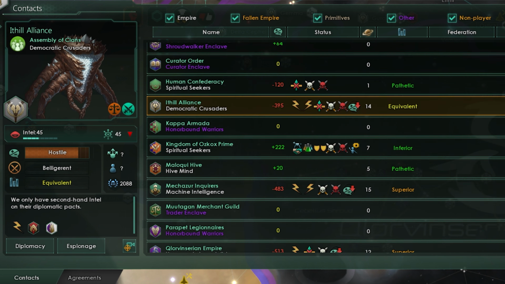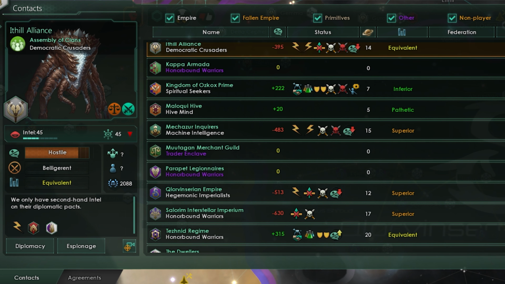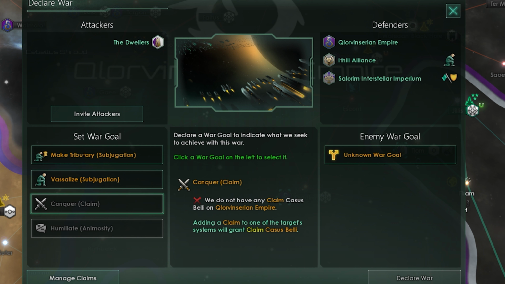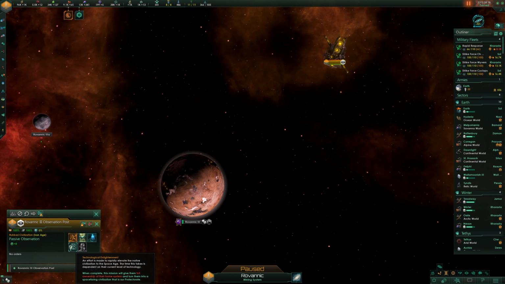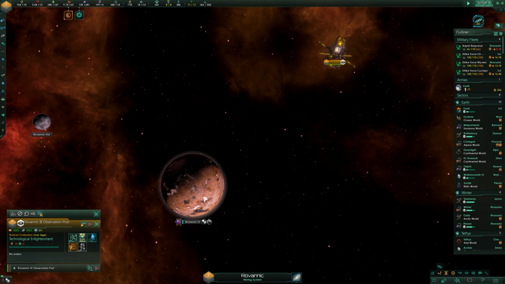If an empire has an inferior or pathetic relative power to yours, which you can see by navigating to the contacts window or pressing F1, you automatically get the subjugation casus belli. If you win a subjugation war, then they will become your subject. If you subjugate an empire that already has subjects, those subjects will become your subjects. As far as I know, the only other way of getting a subject is to enlighten primitives.